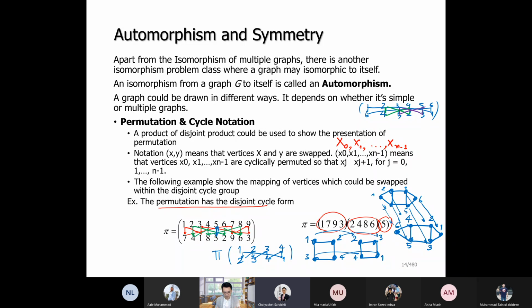If isomorphism, we have two graphs to check. But automorphism, we have one graph and you produce another graph.